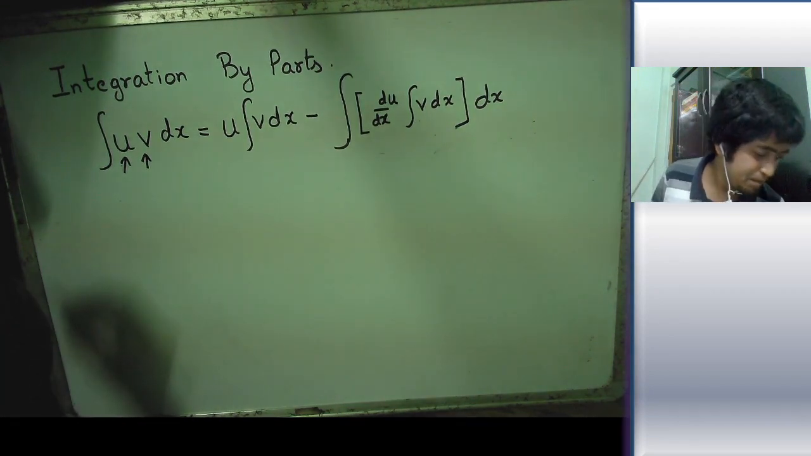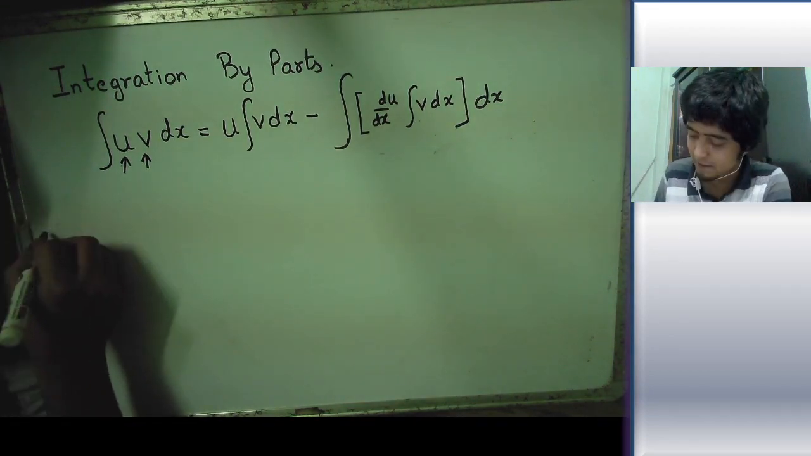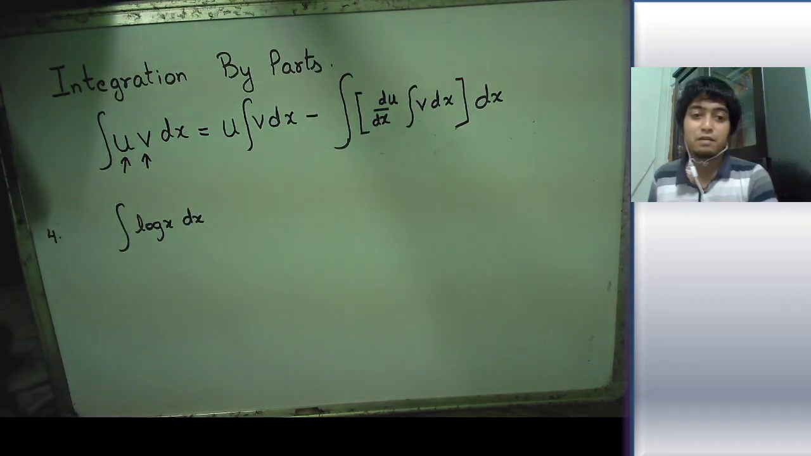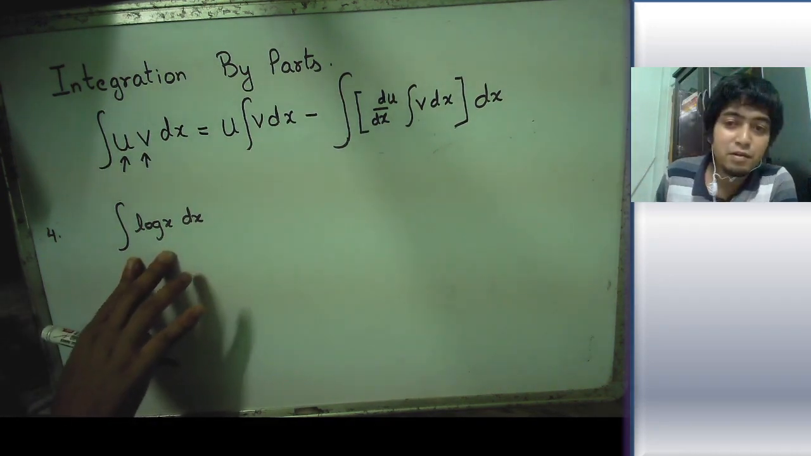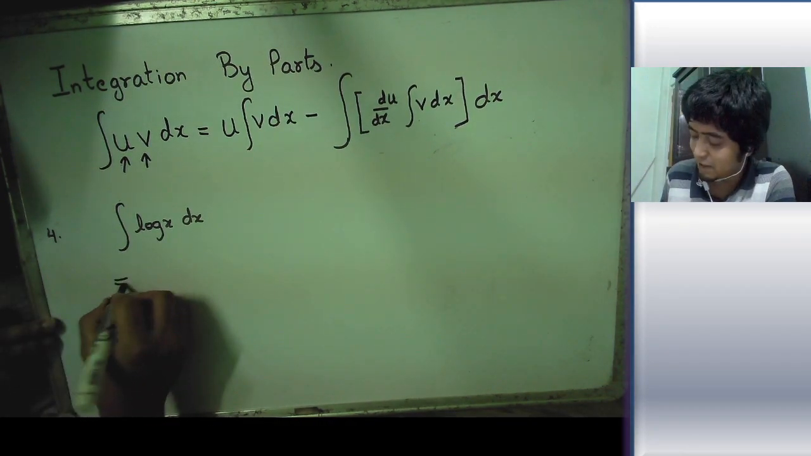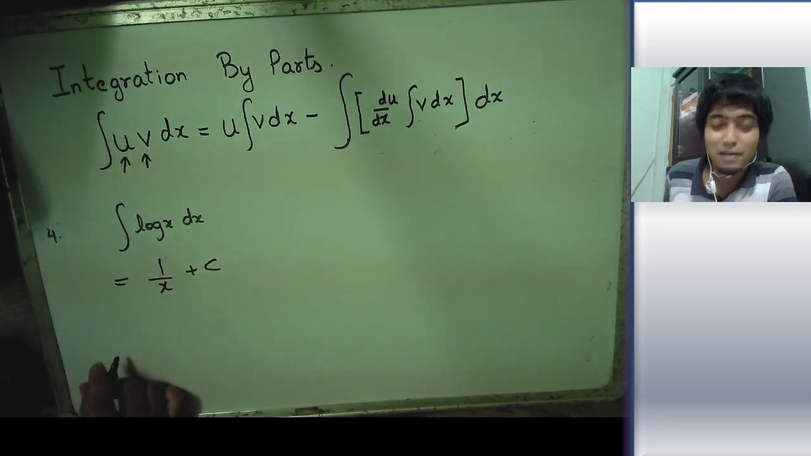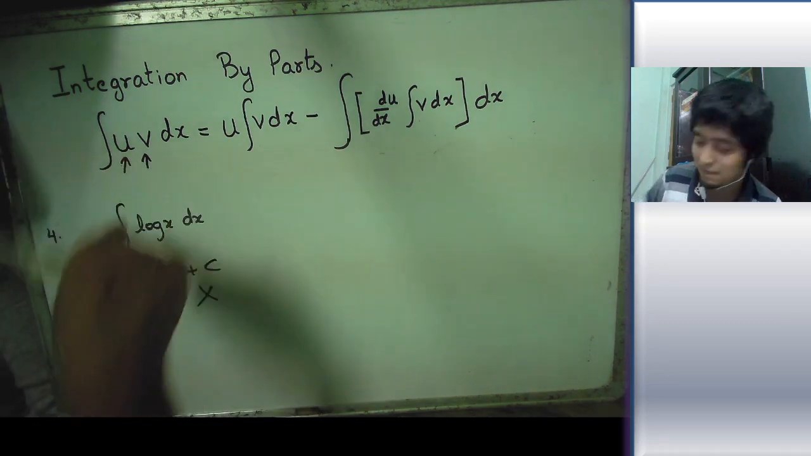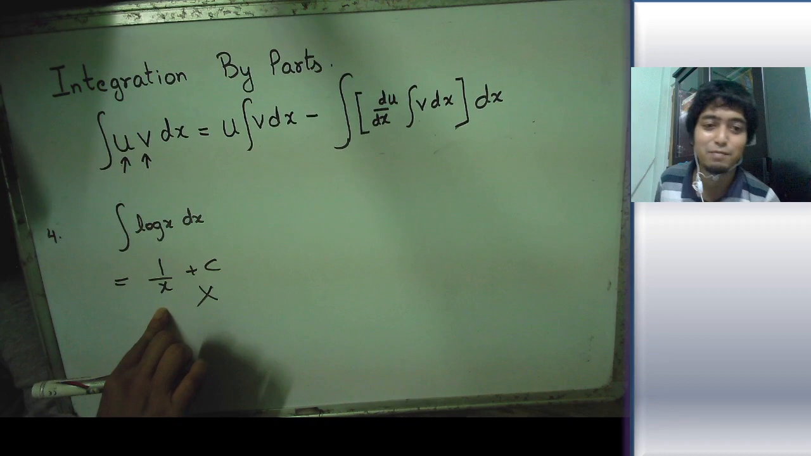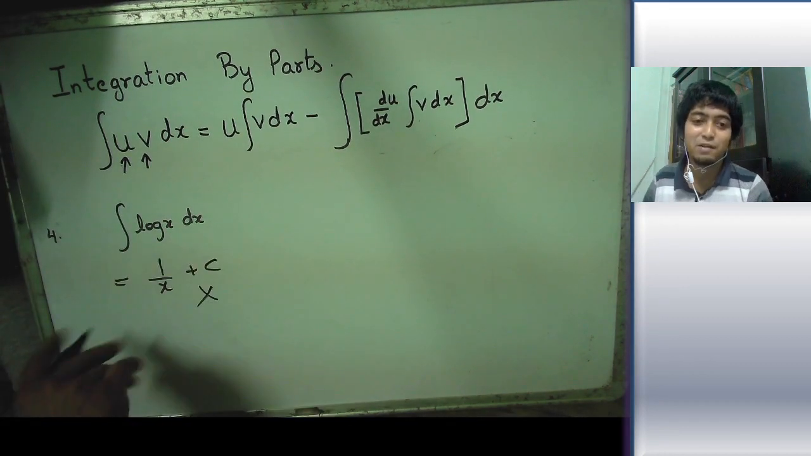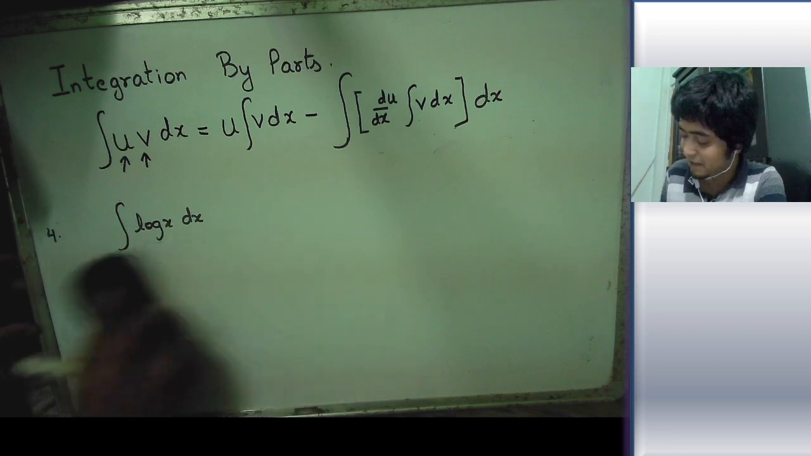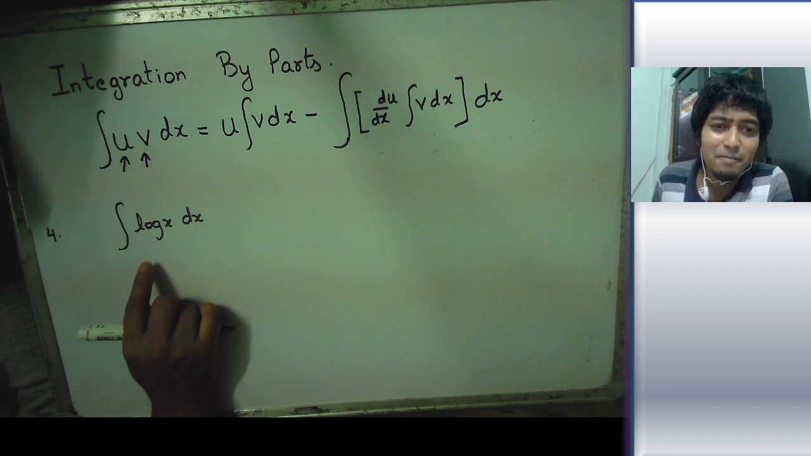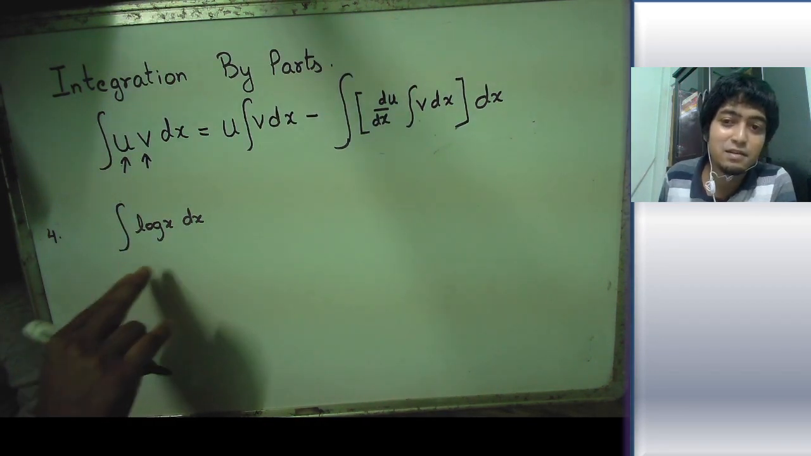Problem 4. I will write it as integration of log x dx. If you notice, some of you may be writing this one as 1 by x plus c. This is wrong, because you are doing integration and not differentiation. If it is differentiation, d/dx of log x is indeed 1 by x, but integration of log x is not that, it is wrong if you write it like this. Also, if you take a look at the formula that I had given on the first day, you don't have a formula for integration of log x.